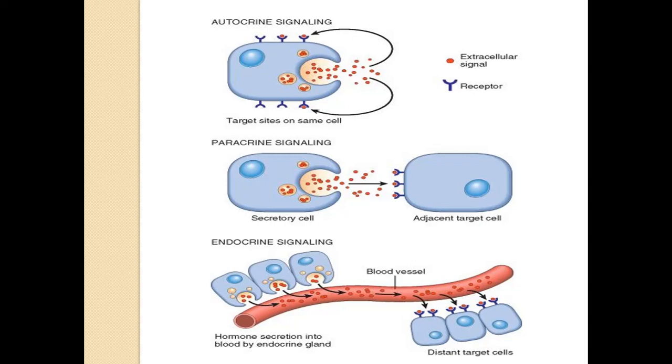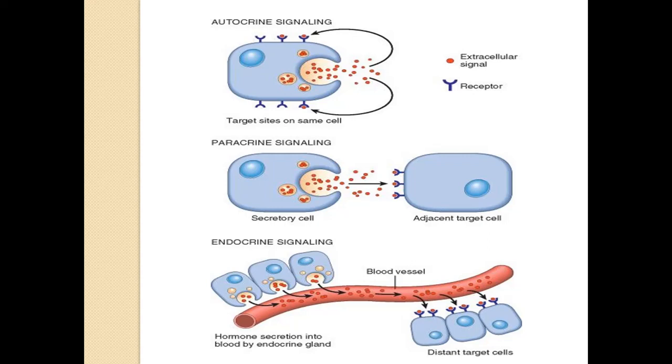In paracrine signaling, the signaling molecules released by a cell will only affect those target cells which are situated in its close proximity. For example, the conduction of a nerve impulse from one nerve cell to another or to a muscle cell.